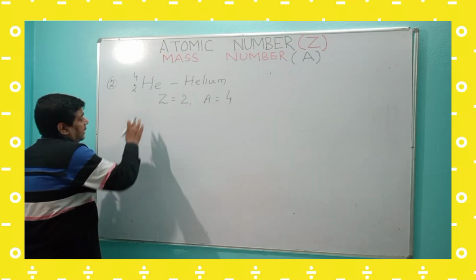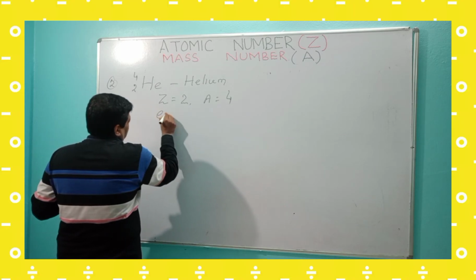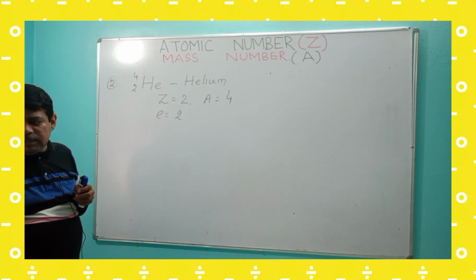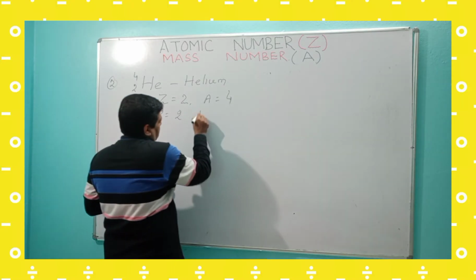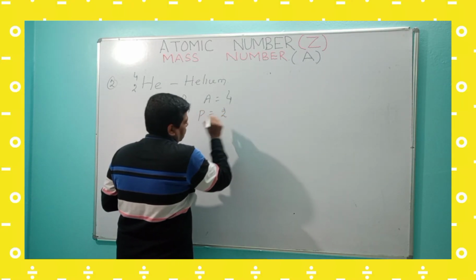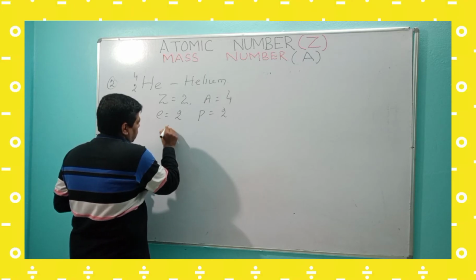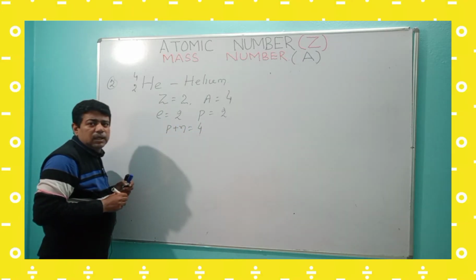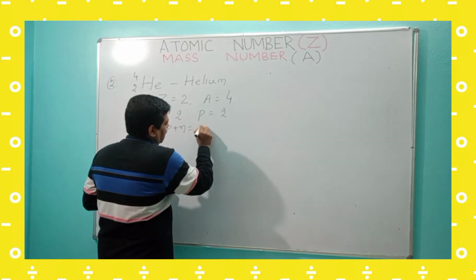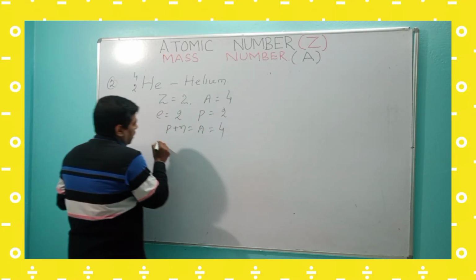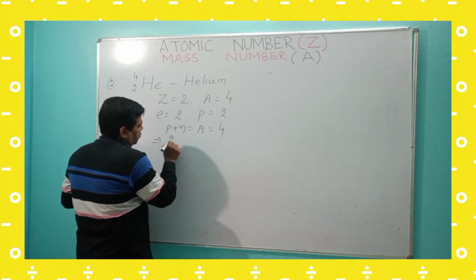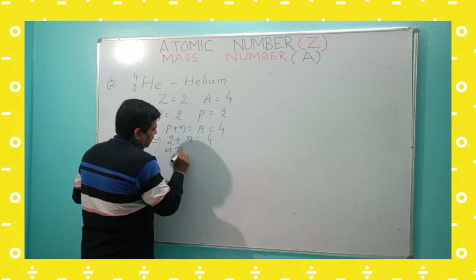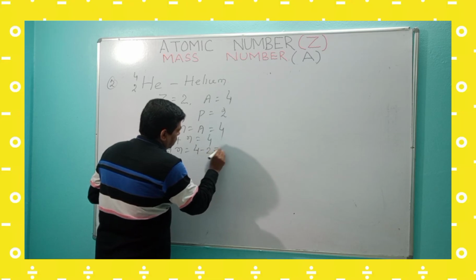And the number of electrons will be what? How many electrons? 2. And the number of protons? 2. So the mass number is equal to protons plus neutrons, which is A, and this value is given as 4. The number of protons is 2, so 2 plus n is equal to 4. That implies n is equal to 4 minus 2, which is 2.